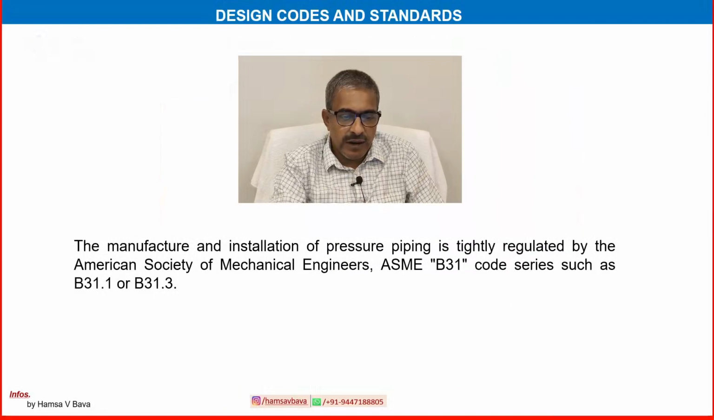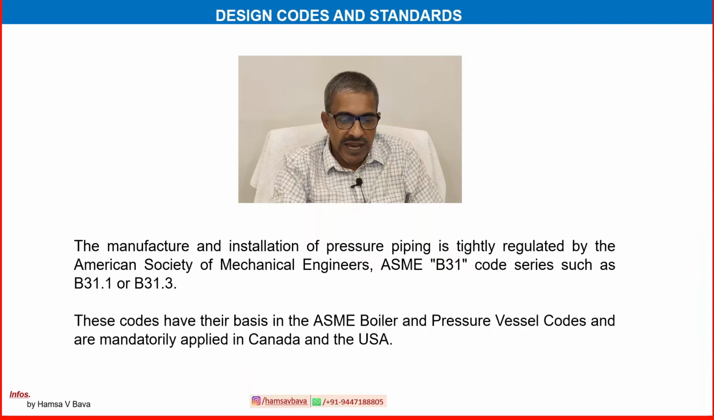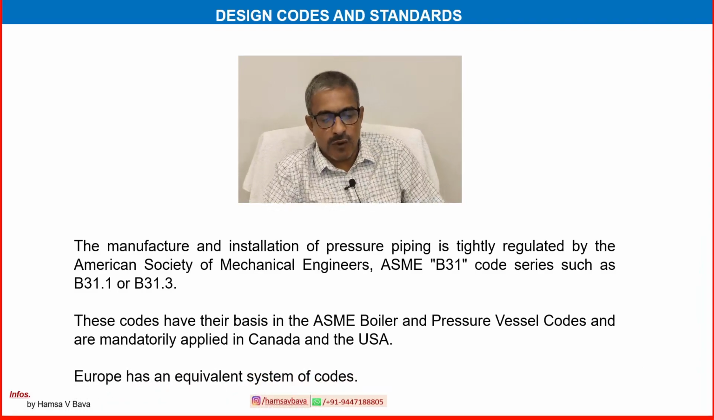The manufacture and installation of pressure piping is tightly regulated by the American Society of Mechanical Engineers. In short form, it is the ASME B31 code series, such as B31.1 or B31.3. These codes have their basis in the ASME boiler and pressure vessel codes and are mandatorily applied in Canada and USA. Europe has an equivalent system of codes.